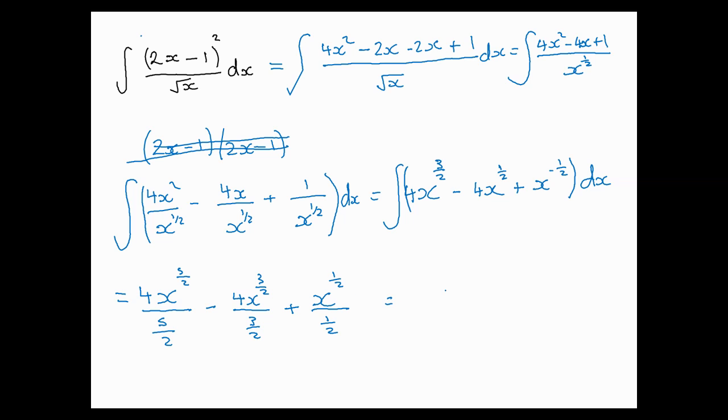Okay, and just simplifying that, we get, well, 4 divided by 5 over 2 is going to be equal to 8 over 5, x to the power of 5 over 2. And then minus, well, 4 divided by 3 over 2 is going to give us 8 over 3, x to the power of 3 over 2. And then this is 1x to the power of a half. There's an invisible 1 there. 1 divided by a half is 2. So plus 2x to the power of a half.